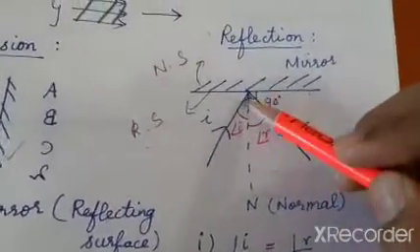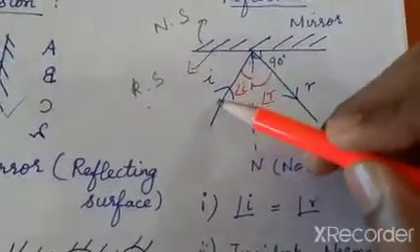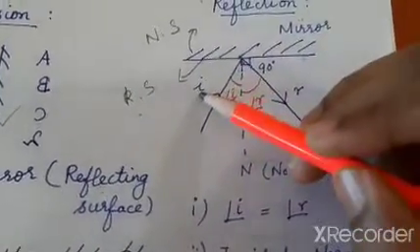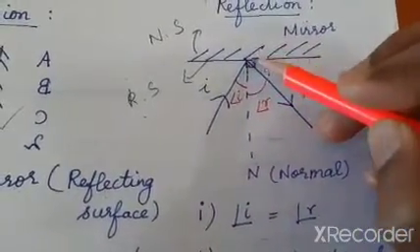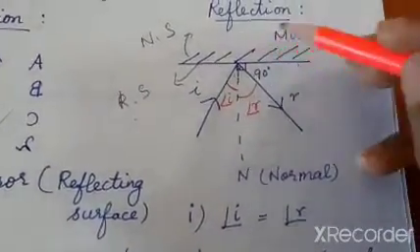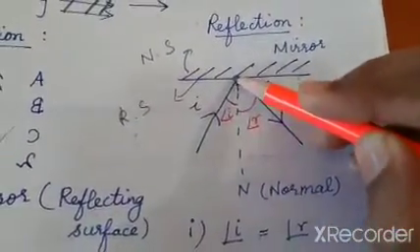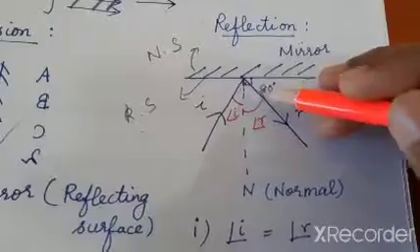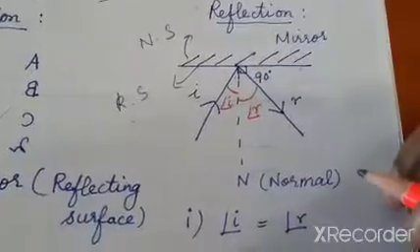So here, when a ray falls on the mirror, a ray of light which falls on the mirror is called the incident ray, and I have denoted it as small i. When the incident ray falls on the mirror, it gets reflected back and moves in the opposite direction. Reflection means bounces back. The incident ray moves towards the mirror, whereas the reflected ray comes away from the mirror. That is the meaning of bouncing back. This is called reflection.